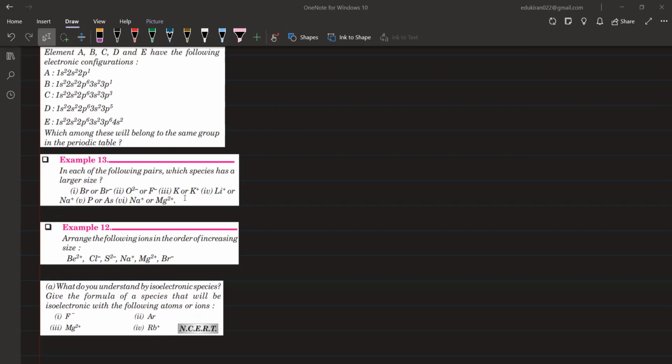Revise the previous class. And in this question, you just ignore this part. What do you understand by isoelectronic species? No. What has happened?